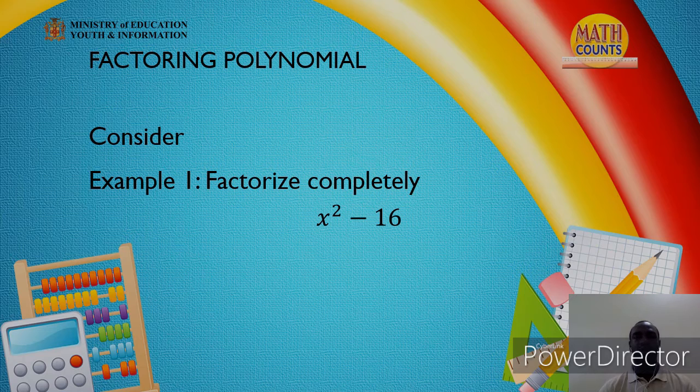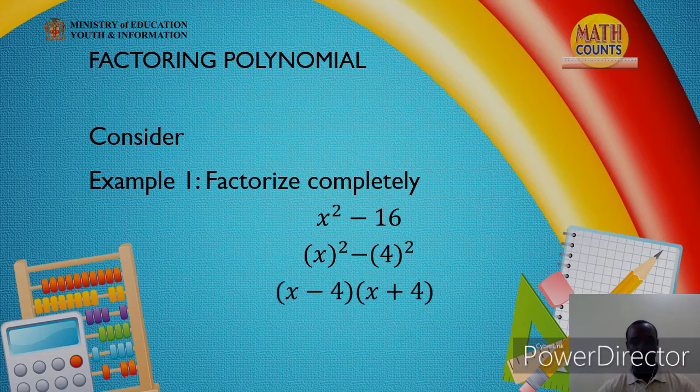Right away, you should realize that this expression can be factorized using the method of difference of two squares. But how do we write this as difference of two squares? Remember, we can write our 16 as 4 squared, and our x squared can be written as x all squared. Therefore, we will have this expression now written in the terms of difference of two squares. Once we have this, we are now going to factorize using the method of difference of two squares. And that will leave us with x minus 4 into x plus 4.